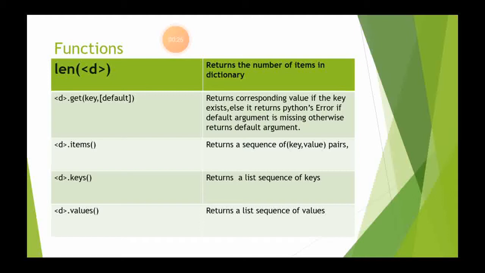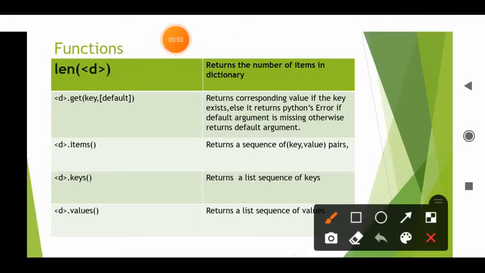The first function is the len function. You know about that. We have used this function in the list, tuple and string also. What is the use of the len function? Yes, it returns the number of items in the dictionary. It will count the total length of the dictionary. What is the syntax for using this len function? len, and in the brackets, give the dictionary name.